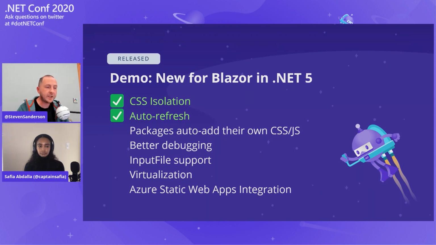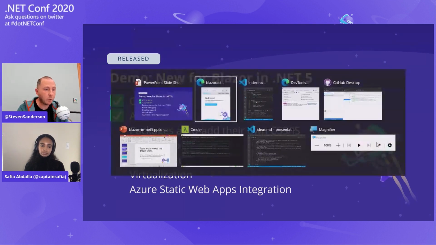Okay, now this next thing, packages auto add their own CSS and JavaScript. Well, in .NET 3, when you used a NuGet package that gave you Blazor components, if that package brought any scripts or styles of its own, you had to manually add references to them, which was a bit tedious. But in .NET 5, this can happen automatically. And I'll show you that by adding a NuGet package. So what's the scenario?